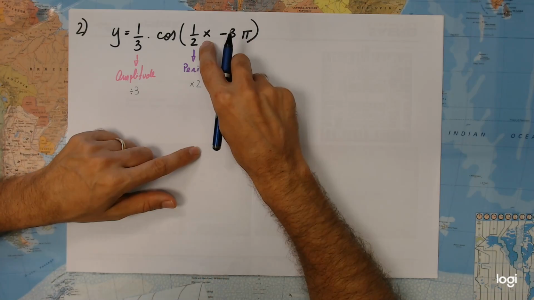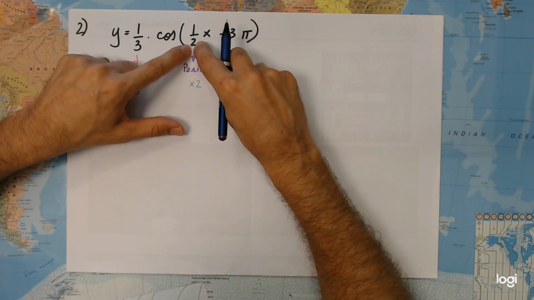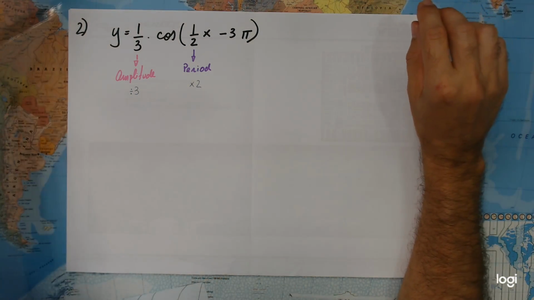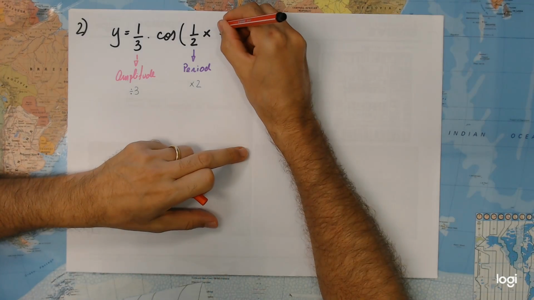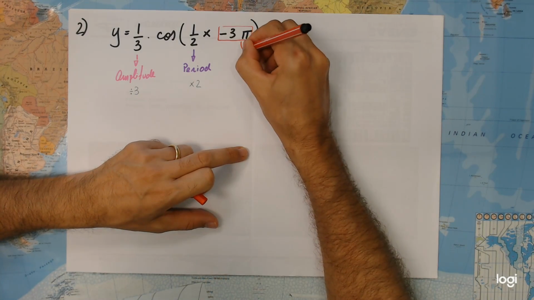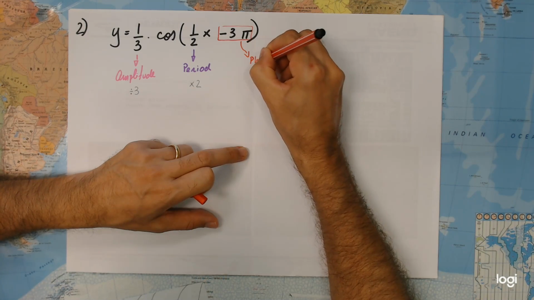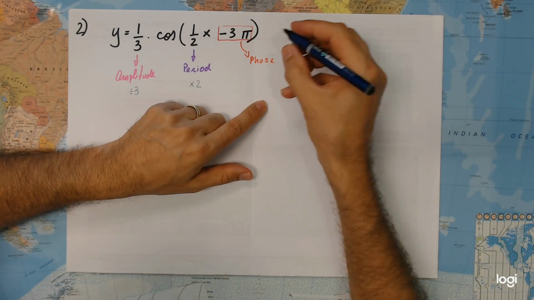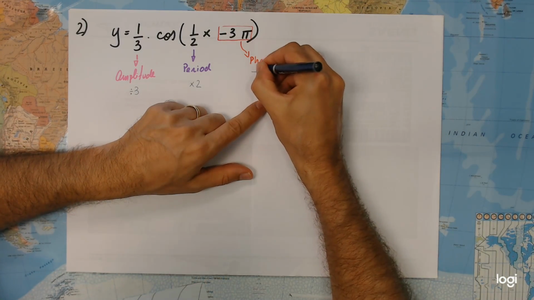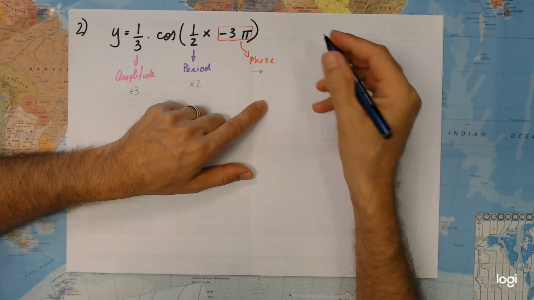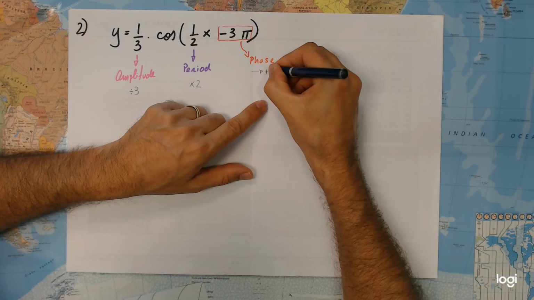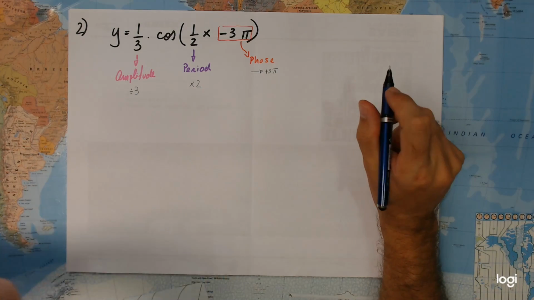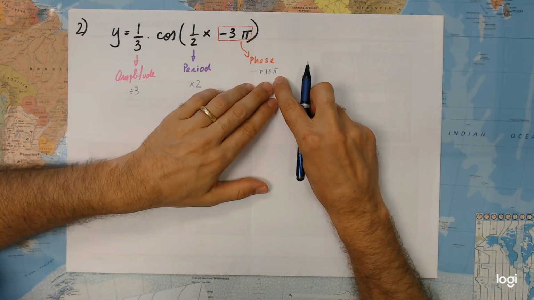But as for period and phase, it is the opposite. If we divide by 2, the period is multiplied by 2. And again, if this is the phase, our phase, because it's negative, is going to move our curve to the right by a +3 pi phase.